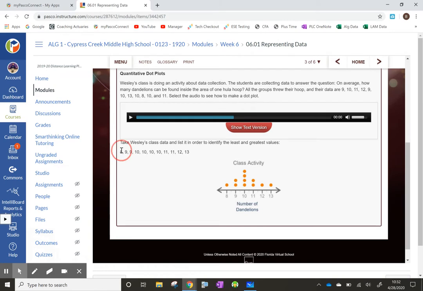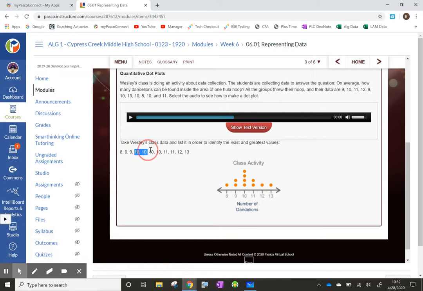So they listed them out in numerical order here. What we notice is that only one hula hoop had 8 dandelions in it. If you look at the dot plot, you'll see that there's only one dot above the 8 to indicate one hula hoop had 8 dandelions. There were 2 hula hoops that each had 9 dandelions in it. So on the dot plot, you'll see that on the number 9, there are 2 dots above it.